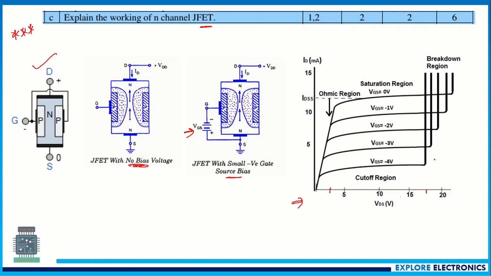You need to explain the saturation region of the JFET, where the current becomes constant, and also the ohmic region, where as VDS increases, the current increases for a particular VGS. ID will be in milliamps, since the current flowing through the JFET is in milliamps. You need to explain that.